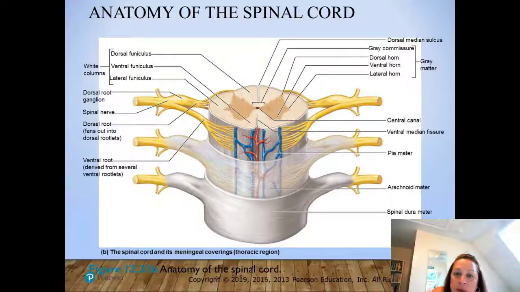So again, here we have the white matter, the gray matter, the three layers, the pia, arachnoid, and dura mater. You'll notice the veins and arteries are between these two layers. We have the roots and the dorsal root ganglia and things like that as these pass between the different vertebrae, right?